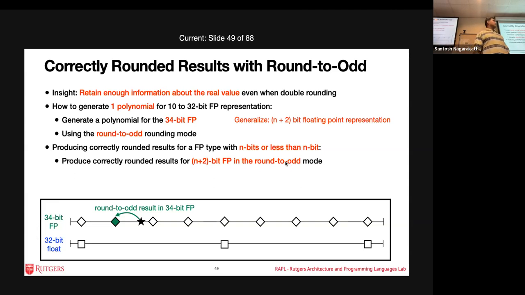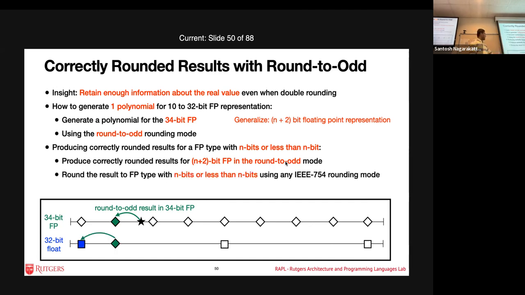So effectively, you treat the last bit of the mantissa as 0 or 1. Just treat the entire floating point bit string as an integer and then interpret it. Okay, so it preserves this information. So now if you round this value, it rounds to the exact result, as if you had directly rounded the real value to a 32-bit floating point.